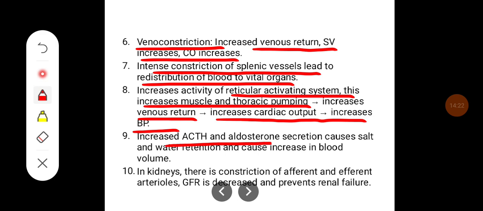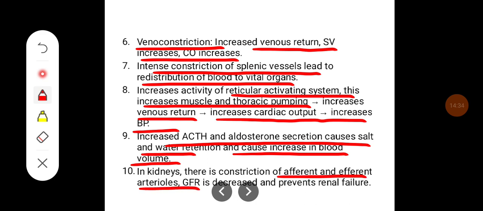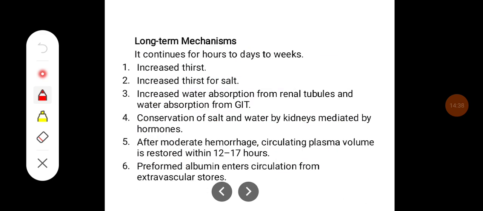Increased ACTH and aldosterone secretion causes salt and water retention and increases blood volume. In the kidneys, there is constriction of the efferent and afferent arterioles. GFR is decreased, which prevents renal failure. So these are some of the short-term mechanisms.